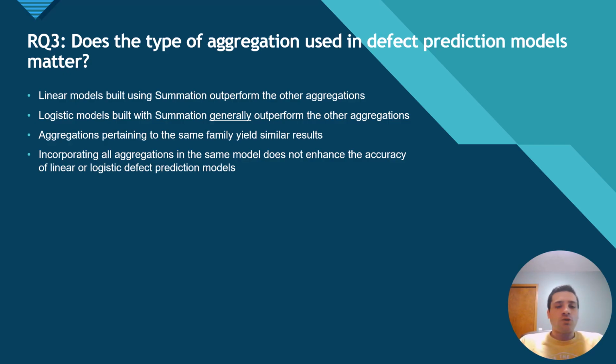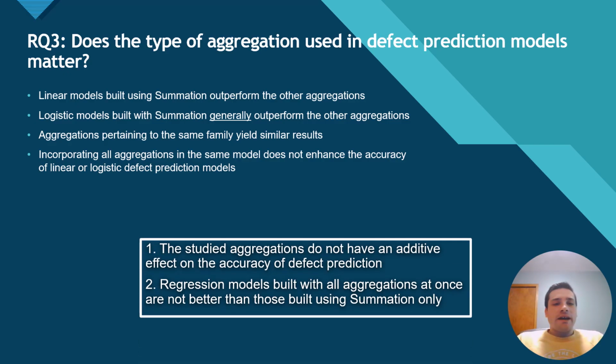They also found that incorporating all aggregations in the same model does not enhance the accuracy of linear or logistic defect prediction models. So to summarize their findings related to this research question, the studied aggregations do not have an additive effect on the accuracy of defect prediction, and regression models built with all aggregations at once are not better than those built using only summation.